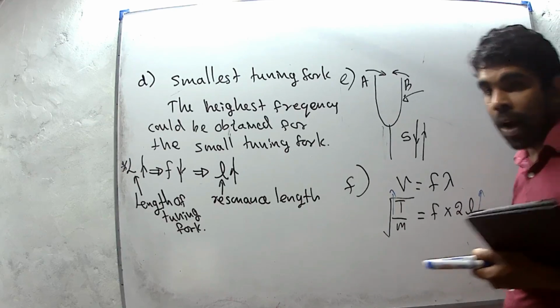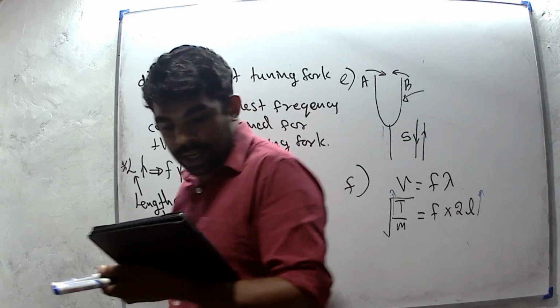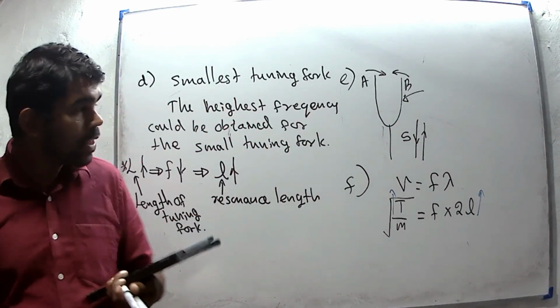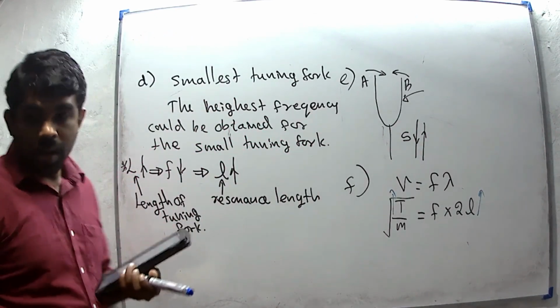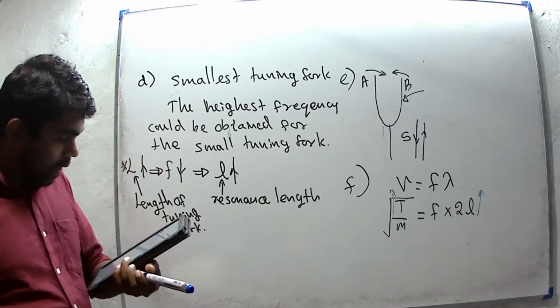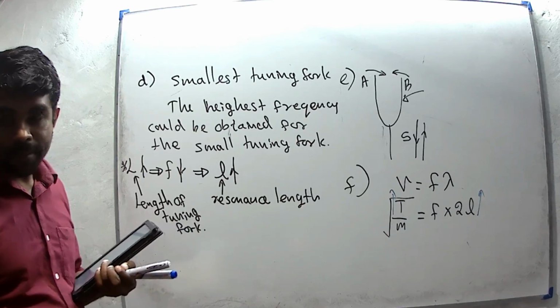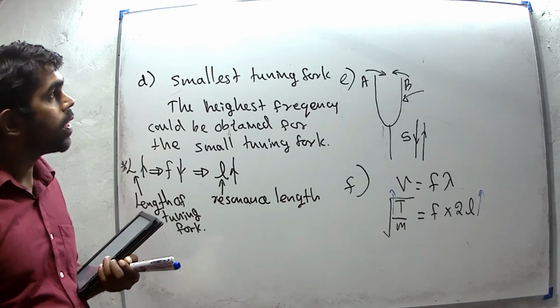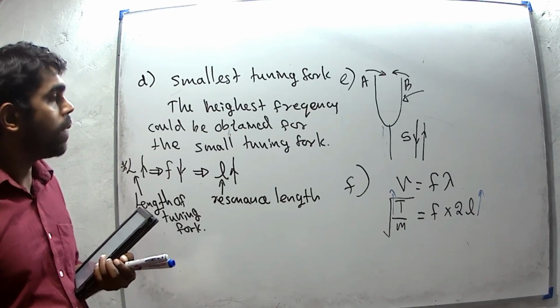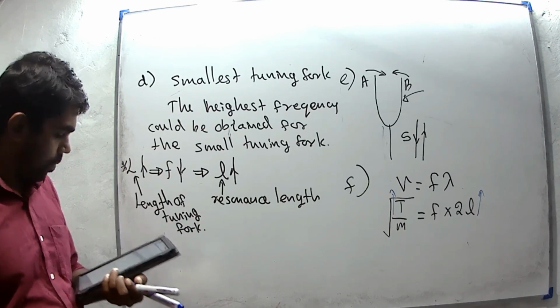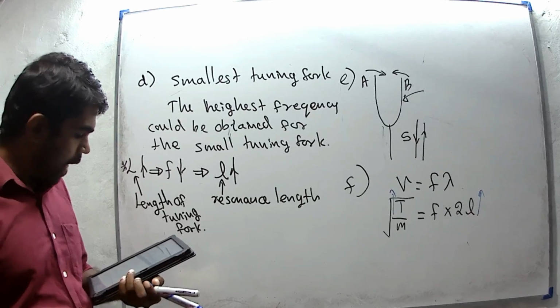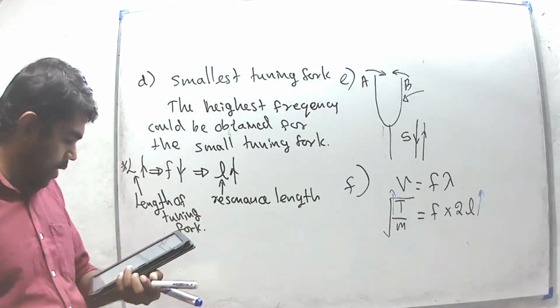Then answer for part F, most suitable mass is 3 kilograms. Because we can get maximum resonance length for the maximum tension.